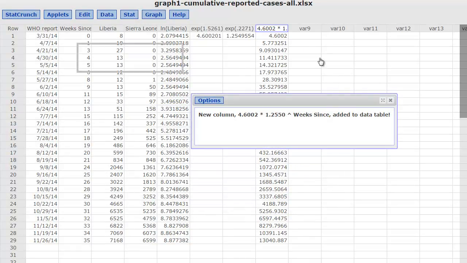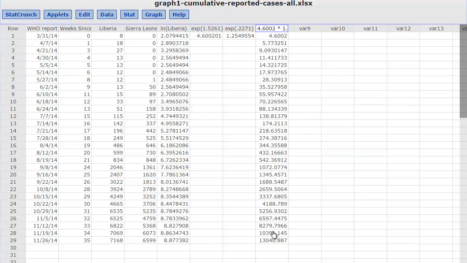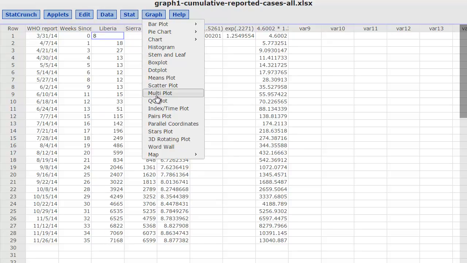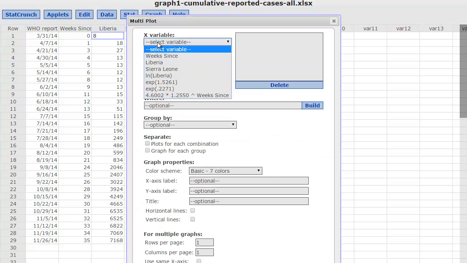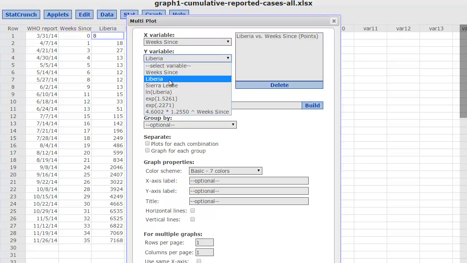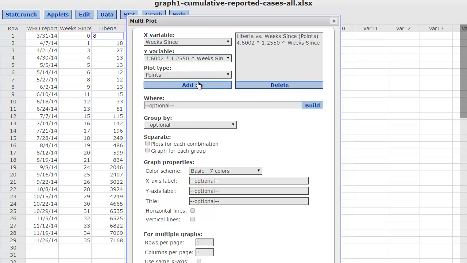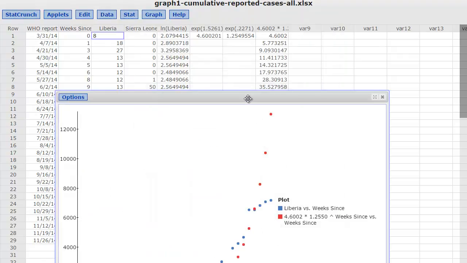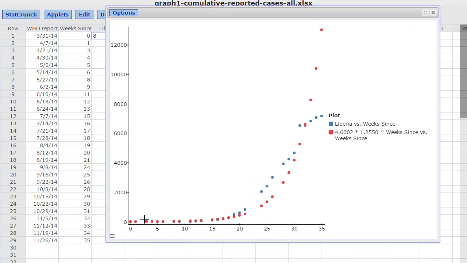And so now I've got these cases over here as it's going up, right? And here is the actual. So here's my predicted, and here's my actual. So how does it look? Well, let's go ahead and graph a multiple plot. And for my x variable, let's go ahead and do week since. And let's go ahead and do the Liberia. I'm going to add it. And I'm going to do week since and the predicted, right, my exponential regression, and add it. And take a look and see what it looks like. And you can see in the early stages, the blue and the red are very close together, right?